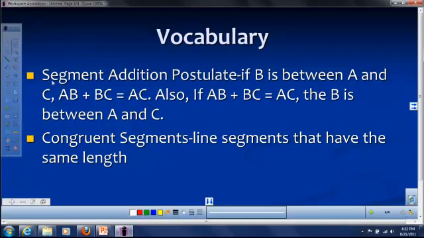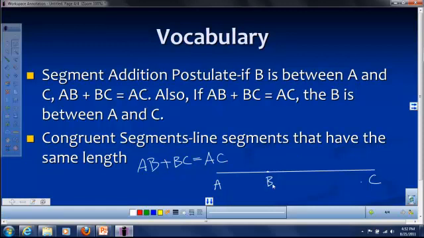If I draw a line segment, so I'm going to make this a segment. If I draw a segment like this, and I put A here, I put B, sorry, here. And I put C here. What I can do is I can say AB, which is this distance right here, plus this distance right here from B to C is equal to the whole length, which is AC.